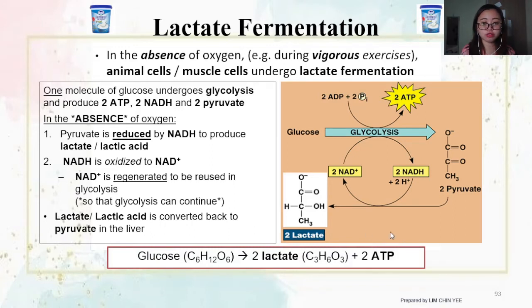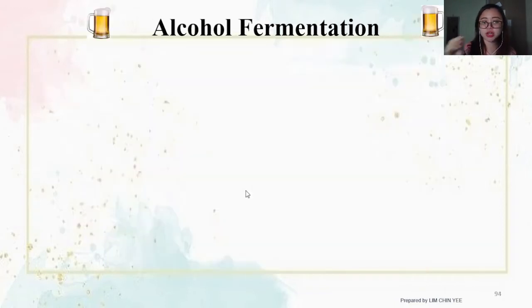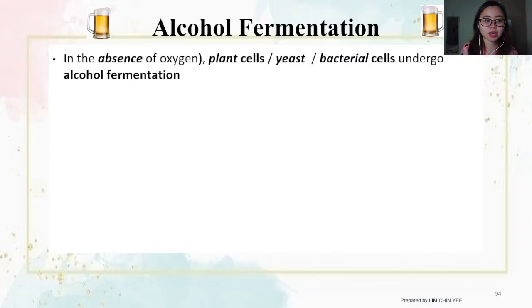And the chemical formula for this reaction is glucose becomes 2 molecules of lactate plus 2 molecules of ATP. Simple kan? Begitu saja kamu perlu belajar untuk lactate fermentation. Okay, that seems simple. So let's learn about the second type of fermentation. The second type of fermentation is alcohol fermentation.